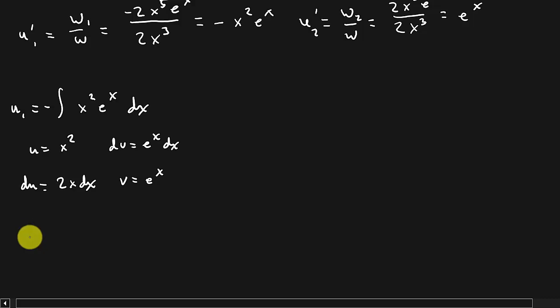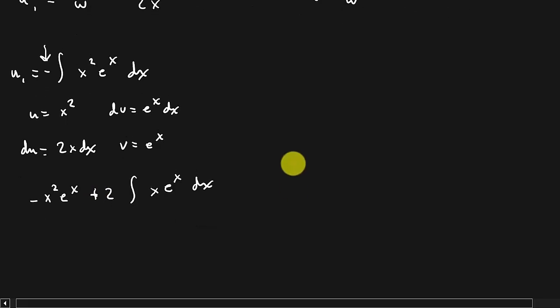So I've got x squared e to the x minus, now this times this, so I'm going to bring the 2 out, and that's the integral of x e to the x dx. And then look, don't forget you've got that minus out front, so I'm going to distribute that negative. And then we've got to do parts again on this thing. So I get u is equal to x, dv is equal to e to the x dx, and so du is dx, v is e to the x.